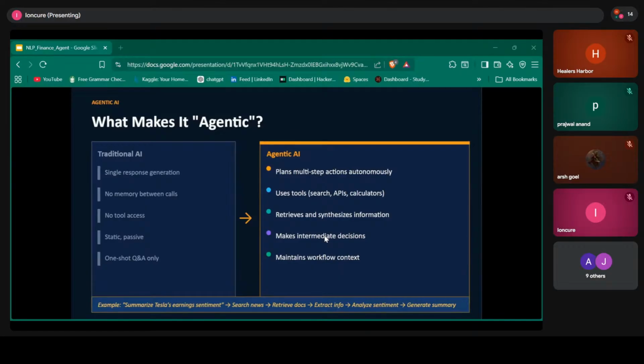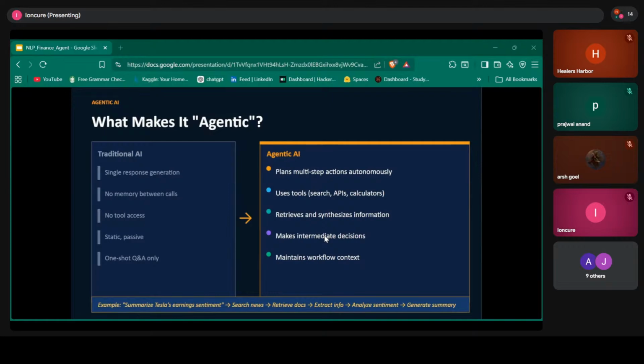This brings me to what makes this system agentic rather than a standard language model. A traditional LLM responds to a single prompt and stops. It has no memory, no tools, and no ability to take follow-up actions. An agentic system is fundamentally different. It can plan a sequence of steps to complete a task. It can call tools, search engines, APIs, or calculators during the task. It can retrieve information, evaluate what it found, and decide whether to search again. It maintains context across the full workflow.